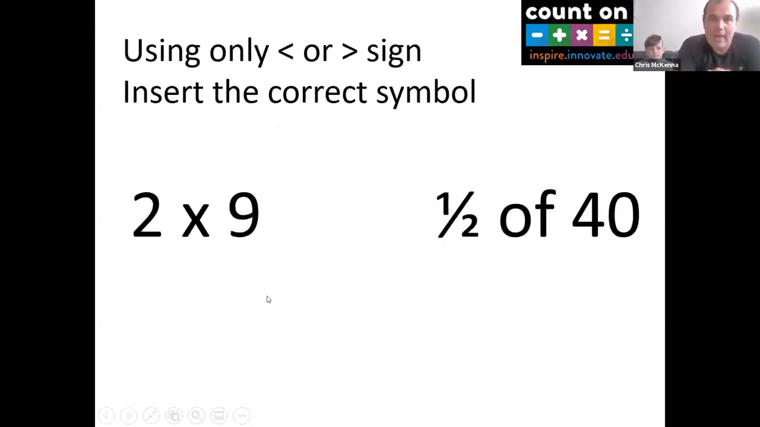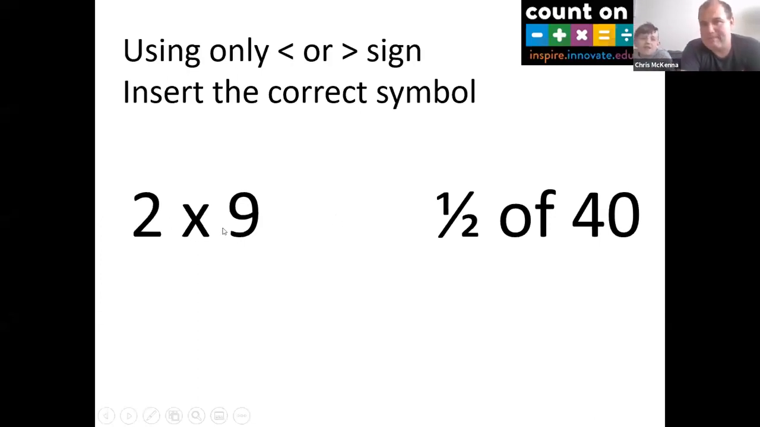So, using only the less than or greater than sign, insert the correct symbol. So what do you think? What symbol goes in here? 2 times 9 and half of 40. What sign do you think goes in? So you put in the chat box, what do you think goes in here? What sign do you think it is, Austin? The greater one. You think so?